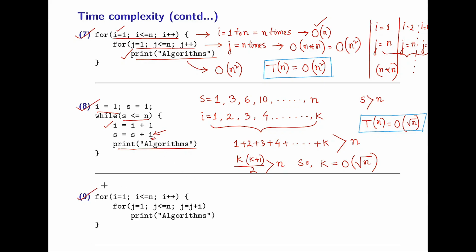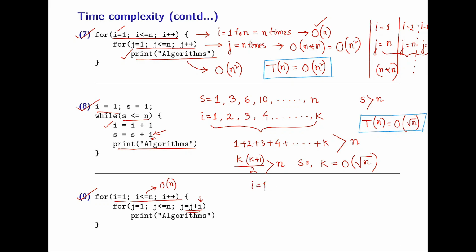Now question number 9. In question number 9, you can observe: i equal to 1, i less or equal than n, i plus plus. So we understand that this loop is going to run big O of n times. But here you see j equal to 1, j less or equal than n, but the increment is depending on i. Now let us analyze.